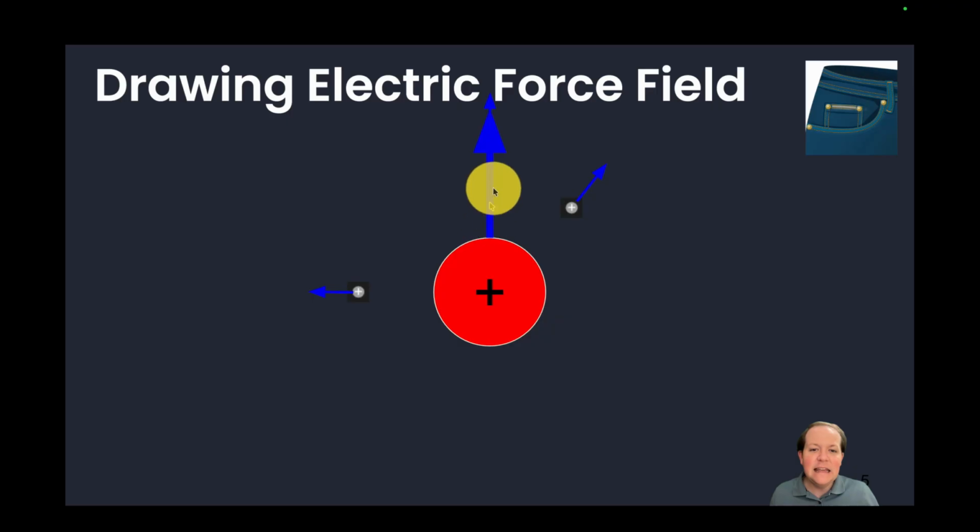Team, any little positive I place on this imaginary line is going to feel a force directly upward. Any little positive I pretend to pull out of my pocket and plop down on this line is going to feel a force this way. Likewise over here, if I kept going, a little positive right here, it would feel a force down, a force to the right, a force diagonal to the left, a force diagonal down and to the right.